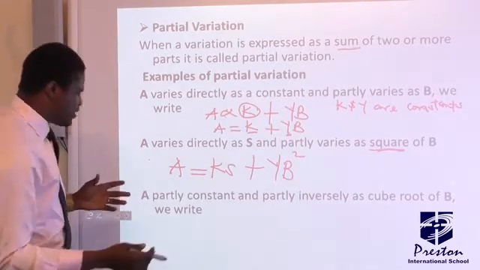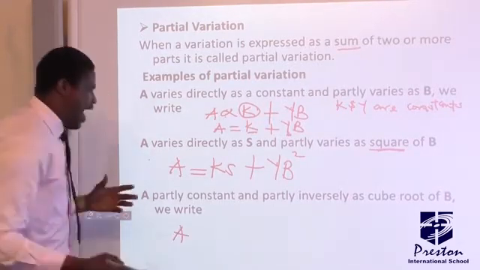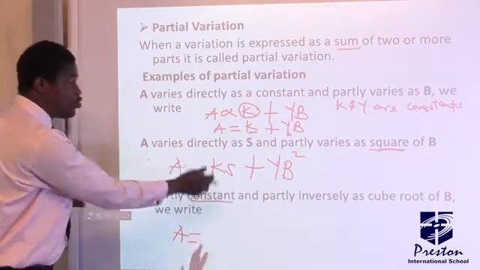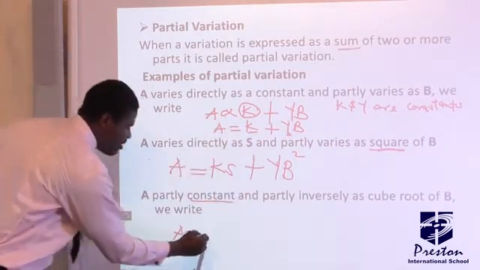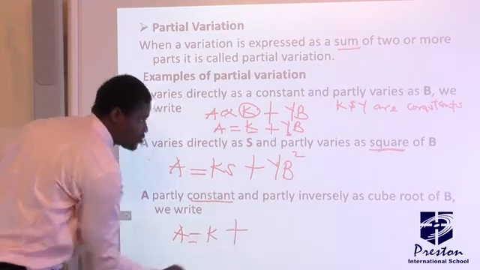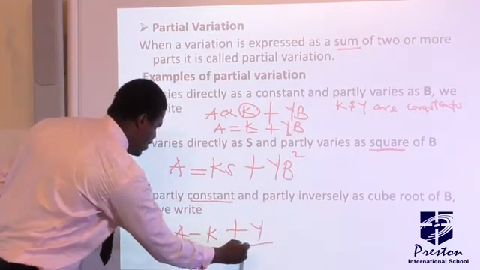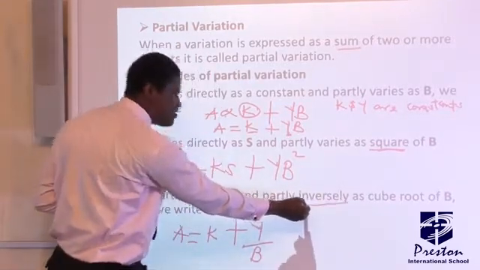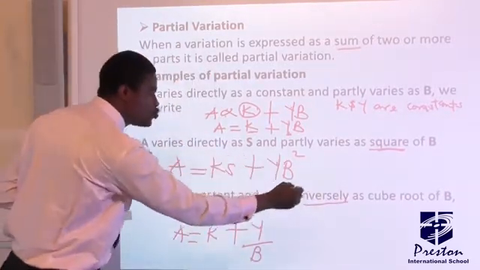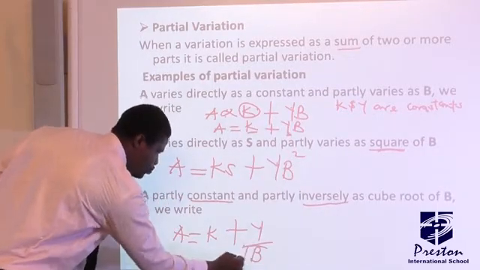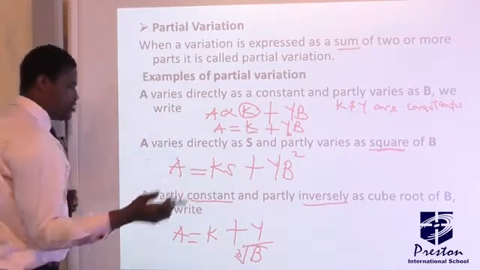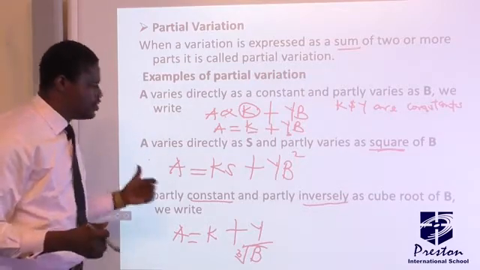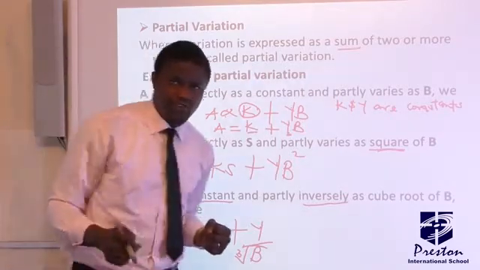So finally, we have A partly constant and partly inverse as the square. Since this one is just constant, not variable like this one, we have it as k plus y over b, because the condition we have here is inversely as square roots, cube roots of b. So we will solve examples related to each of these conditions in Google Classroom.